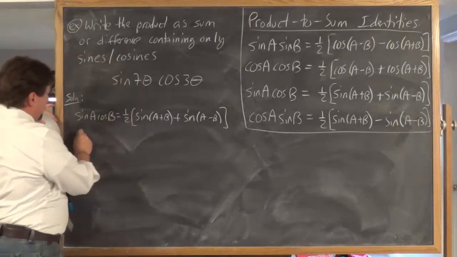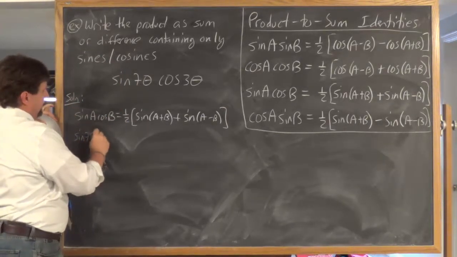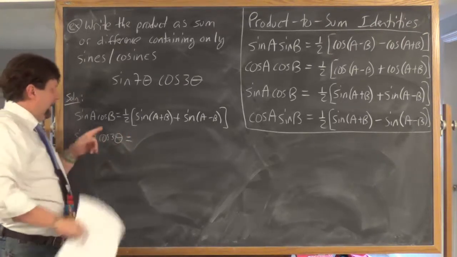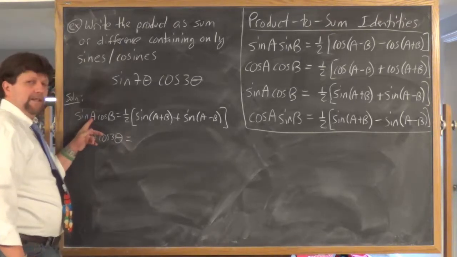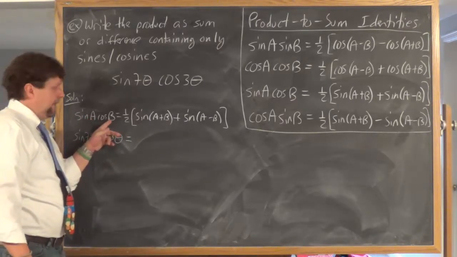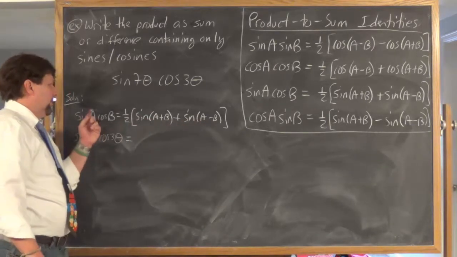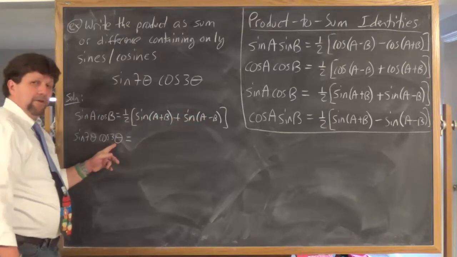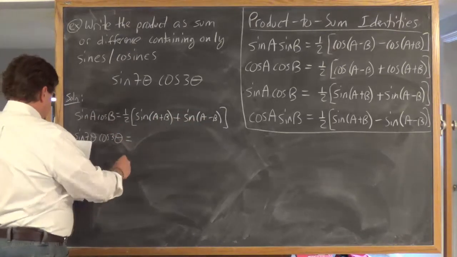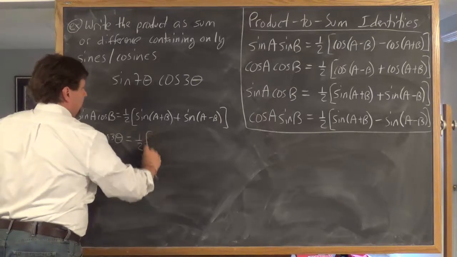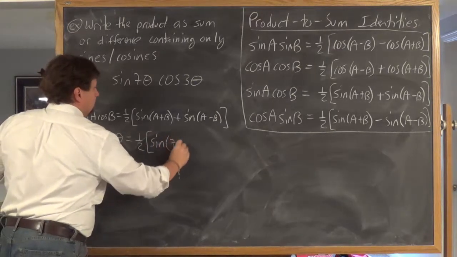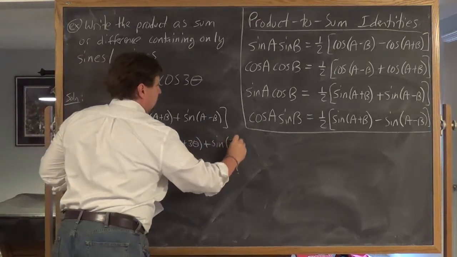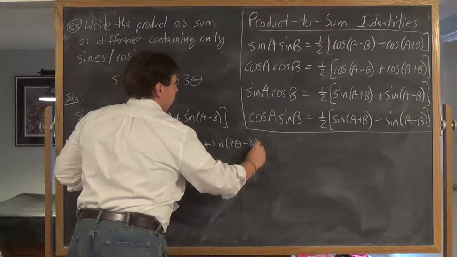Now I'll just say, the sine of 7 theta cosine 3 theta, it looks like in my identity, 7 theta is in place of A, 3 theta is in place of B. So wherever I see an A here, I'm going to put a 7 theta. Wherever I see a B, I'm going to put a 3 theta. So that gives me 1/2 the sine of 7 theta plus 3 theta plus the sine of 7 theta minus 3 theta.